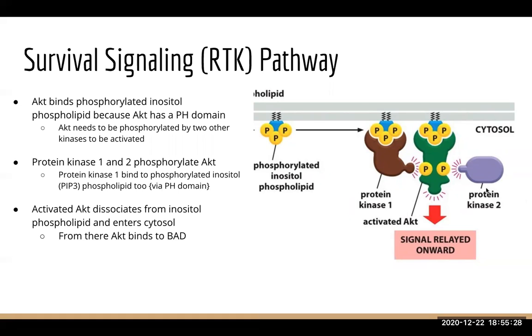So protein kinase 1, protein kinase 2. I don't really know where these guys come from. They just come from somewhere. And they add a phosphate group to AKT. Does that sound about right, Rachel? Mhm. Okay. Yep. Okay, so once these two proteins find AKT and they phosphorylate it, now AKT is active. So AKT only becomes active when it gets double phosphorylated by these two kinases.